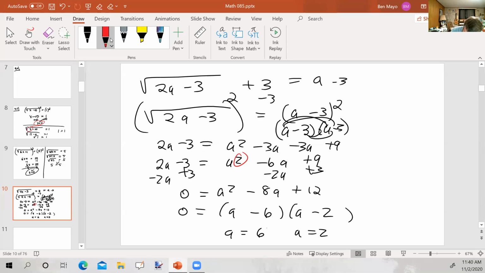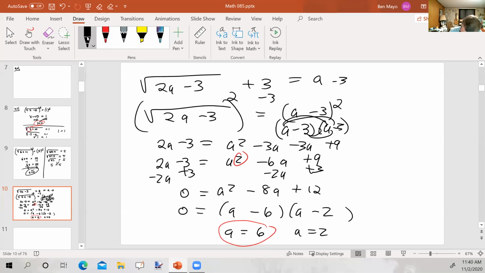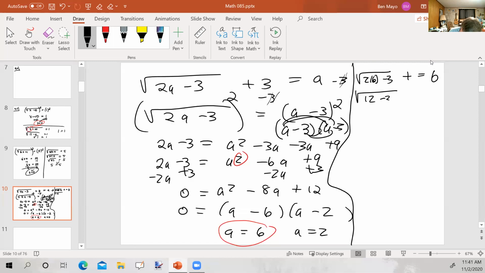Okay, let's take a equals 6. I would have the square root of 2 times 6 minus 3, plus 3 equals 6. Keep in mind, this 3 right here wasn't there at the beginning. So that gives me the square root of 12 minus 3, and then plus 3 equals 6. The square root of 9 plus 3 equals 6. 3 plus 3 equals 6. 6 equals 6. So that first solution works.